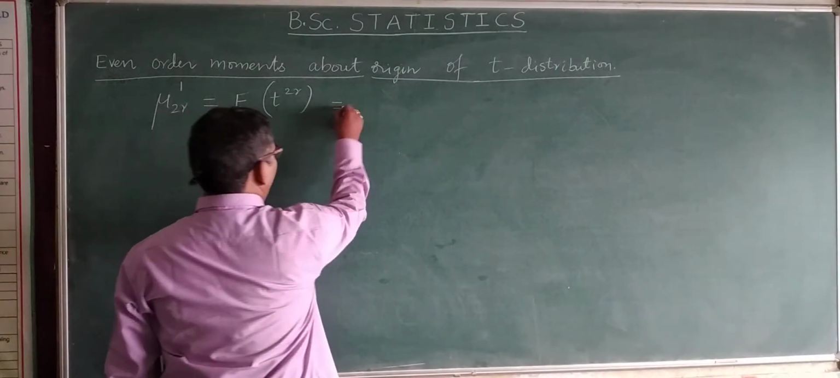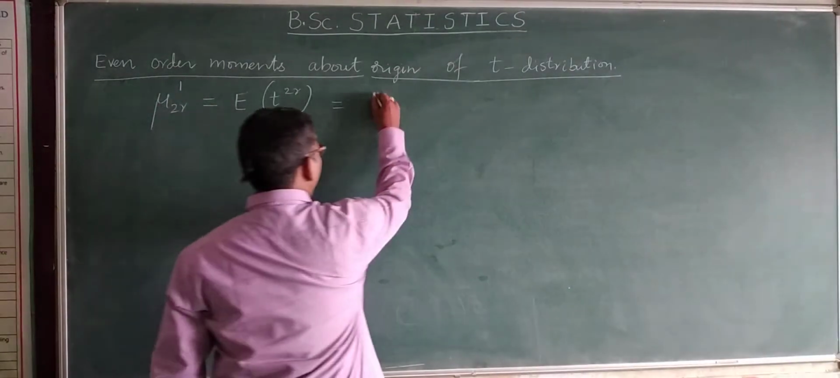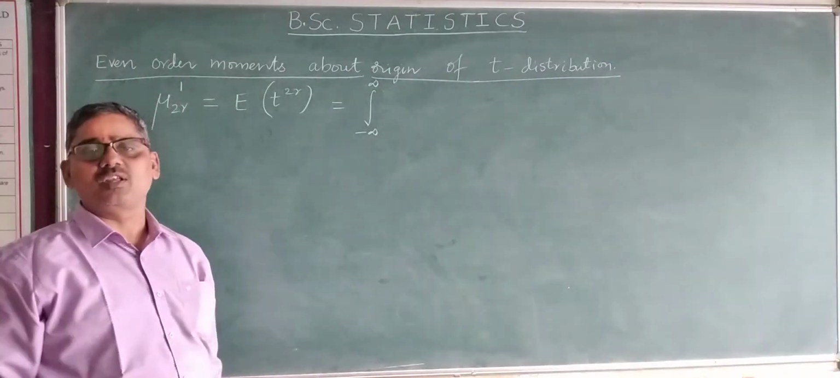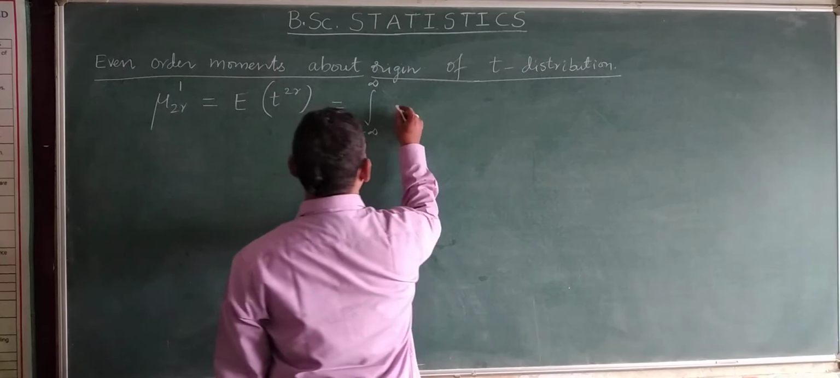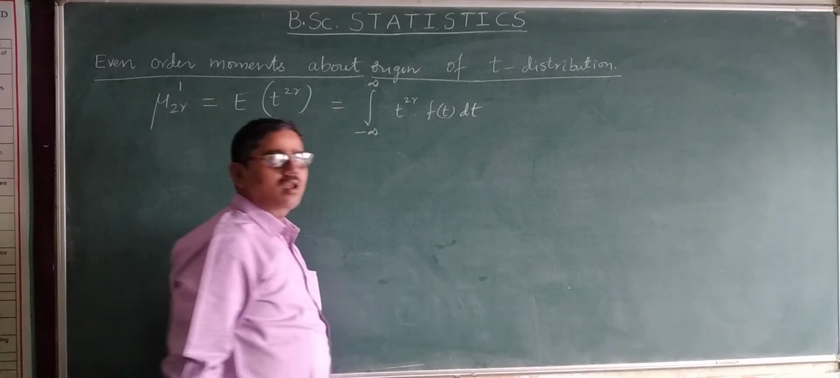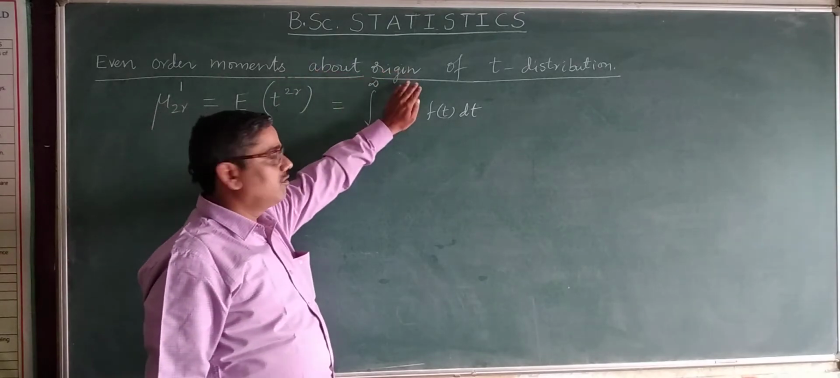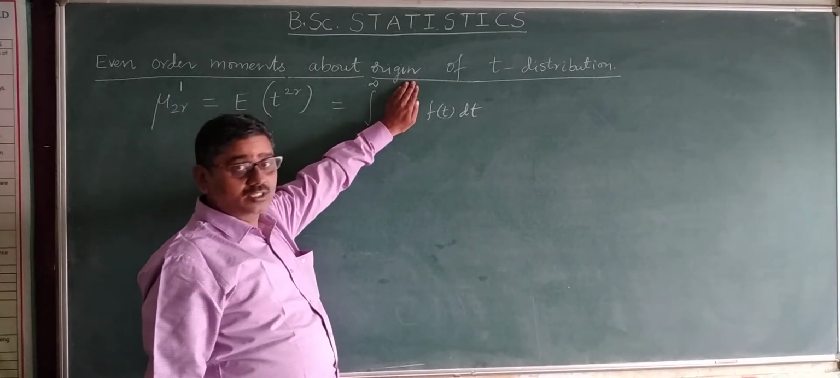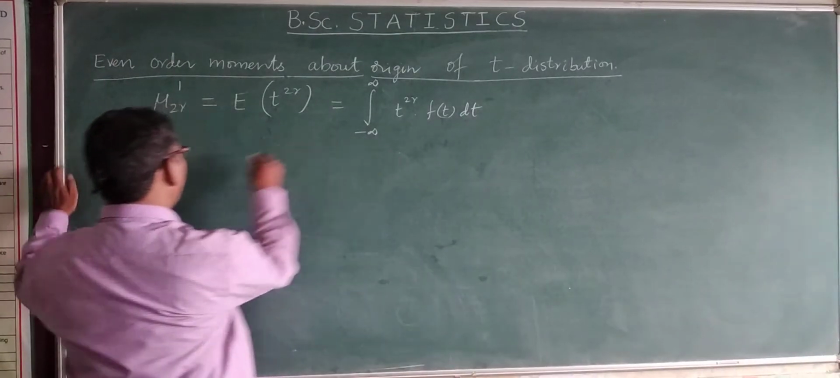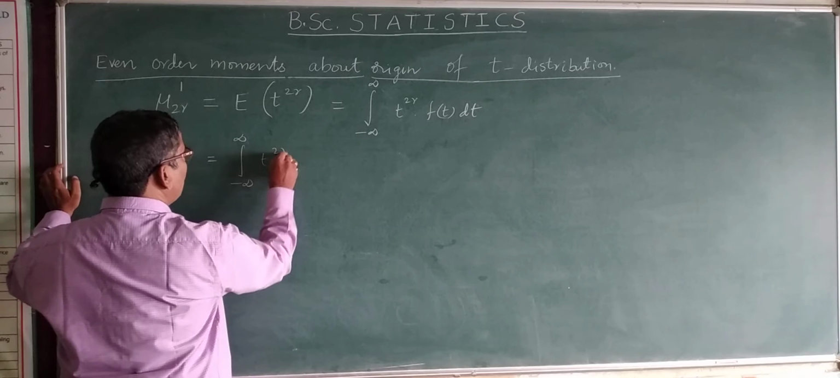If we consider t as a continuous random variable, therefore we consider integration. The limits of t are minus infinity to plus infinity. So integral minus infinity to infinity t power 2r f of t dt. This is the fundamental definition of expectation. The expectation of a function of a random variable is, for a continuous random variable, the integral of the function multiplied by f of t dt, the probability density function. So you can write it as integral minus infinity to infinity t power 2r f of t.